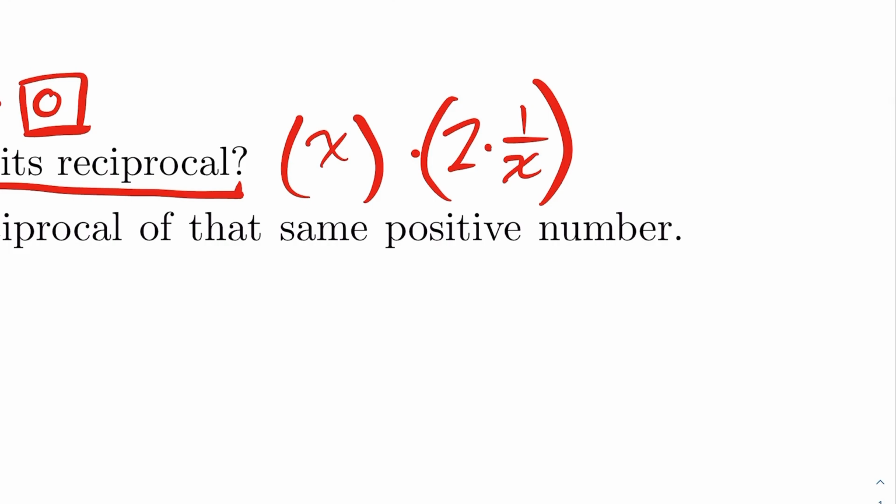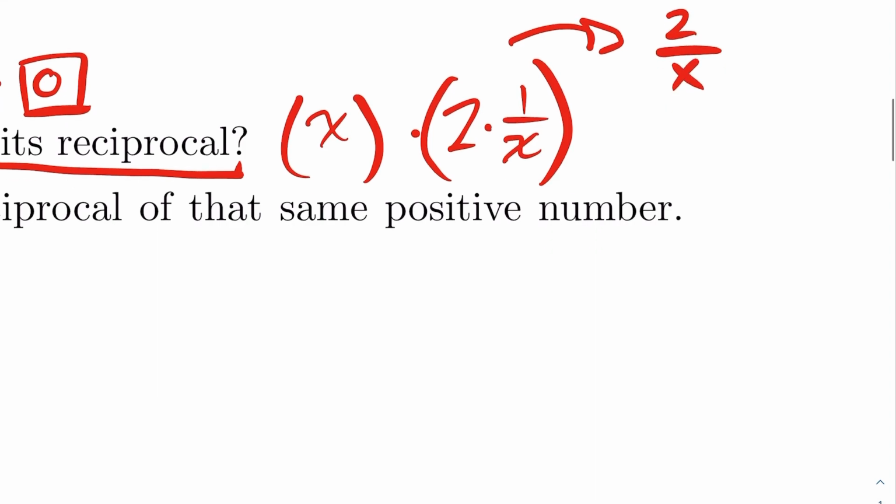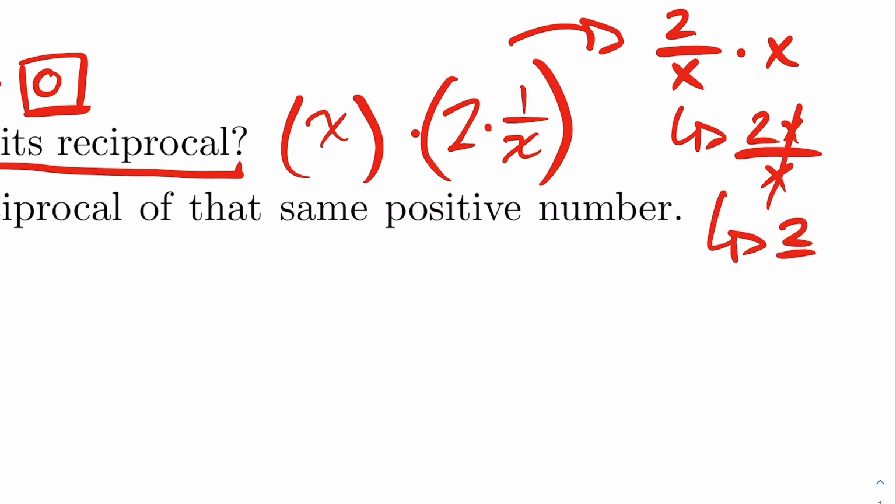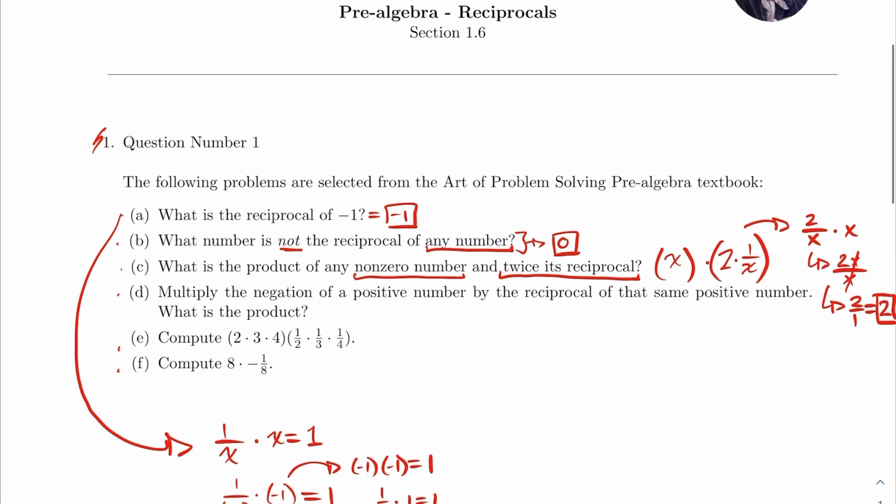Well, 2 times 1 over x is the same thing as 2 over x. We take our x and multiply that across, and we get 2x over x. These x's are going to cancel out, and so our final answer is 2 over 1, which is equal to 2. And so that is our answer there.